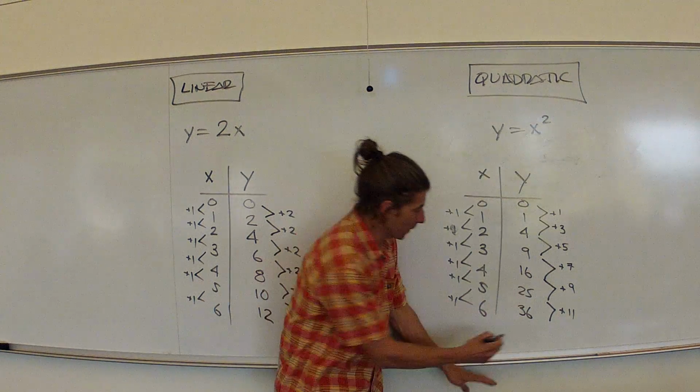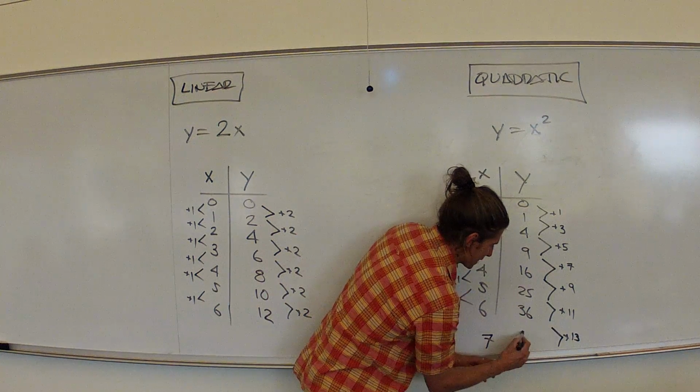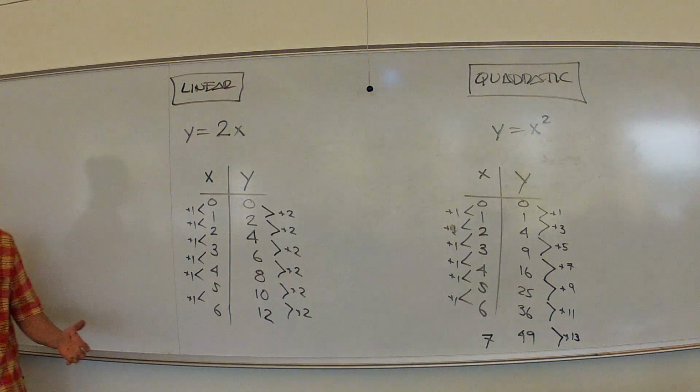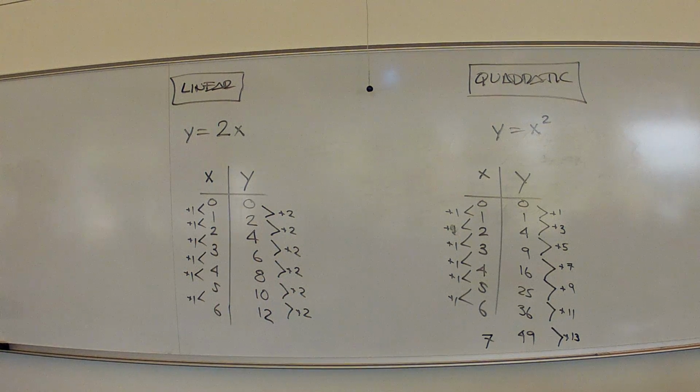And 13 more than 36 is 49. Hot damn, and that's cool. That's pretty cool. The problem is, what if you needed the 100th number? That's when it gets annoying.